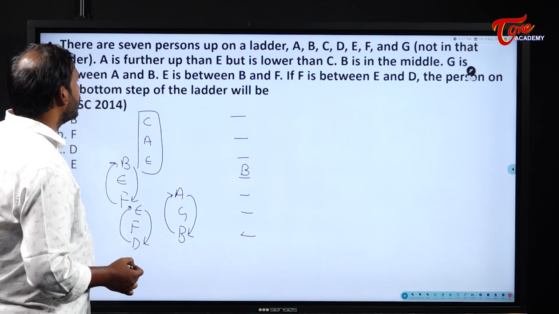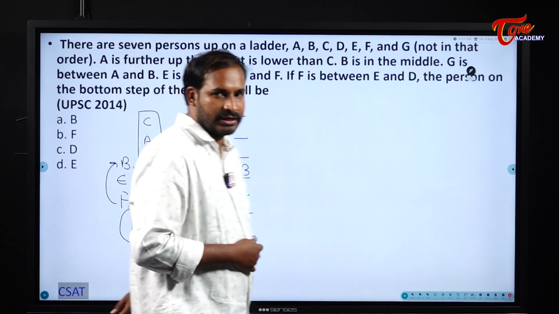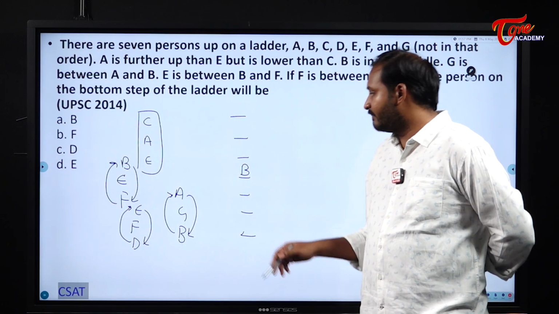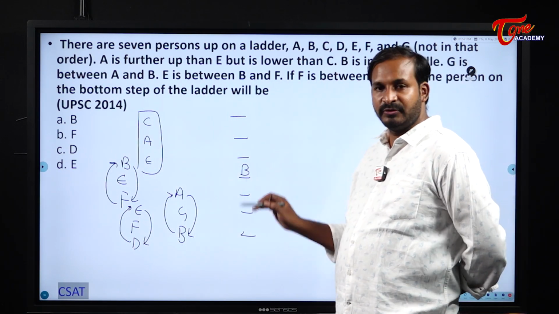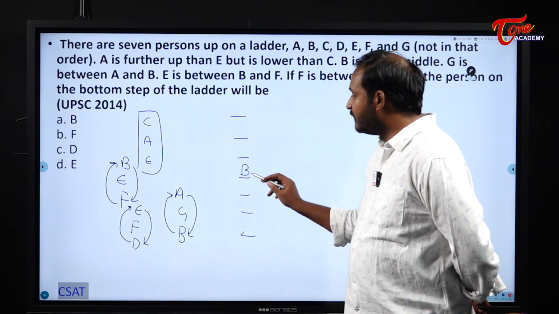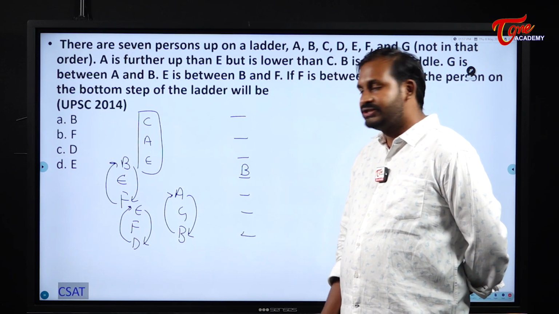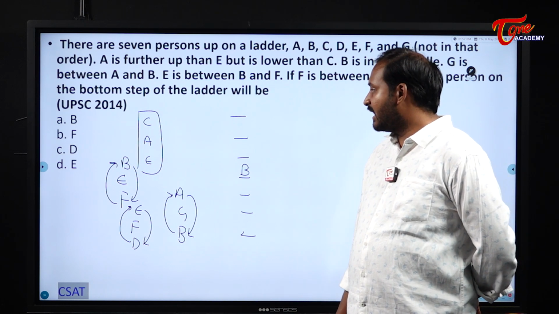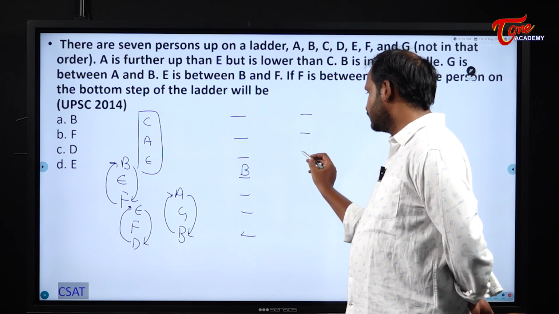The person on the bottom step of the ladder will be. Okay. Now see here, first we will start from B. Why? Because B position is already fixed. Now between B and A I have who? G. So there are 2 chances.